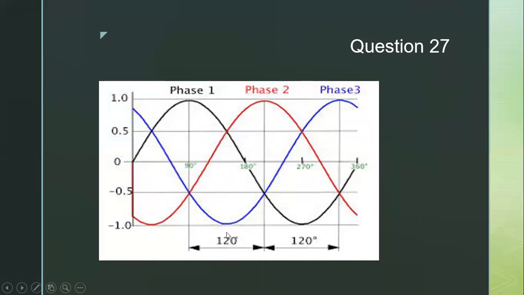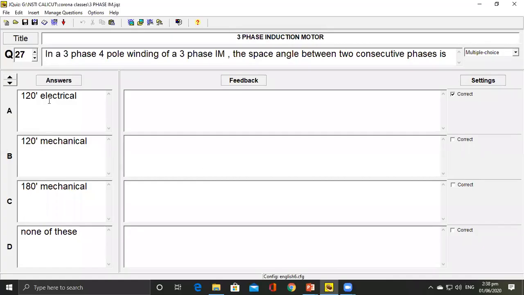Then 210, and then 330 after that, like that. So the angle between the maxima of two adjacent phases will be 120 degrees. In any three-phase winding, the angle between two consecutive, nearest, adjacent windings will be 120 degrees electrical, not mechanical. Mechanical degree means the angle around a point, whereas in electrical windings we commonly use electrical degrees.